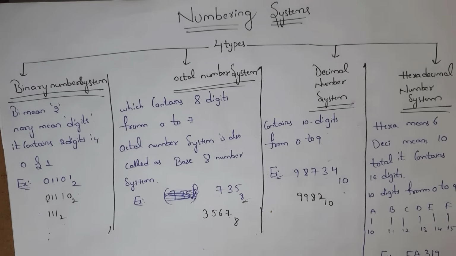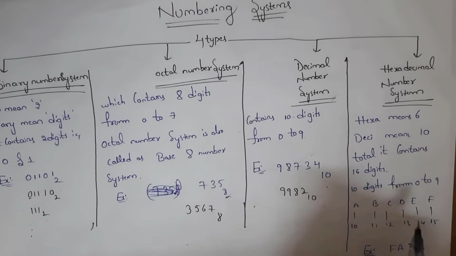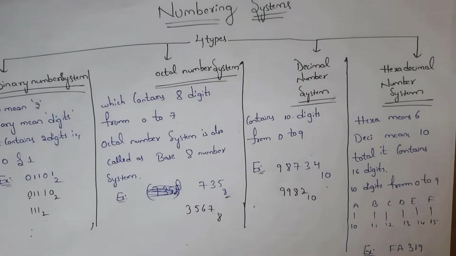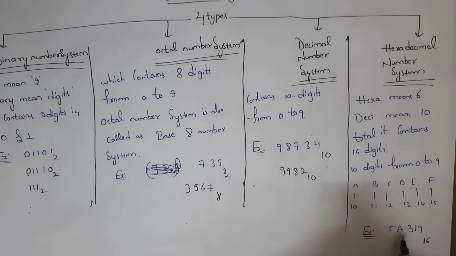Next I will explain what is the hexadecimal number system. Hexa means 6 and deci means 10. In total it contains 16 digits. So we also call this hexadecimal number system the base 16 number system. It contains numbers from 0 to 9. After that it contains alphabets like A, B, C, D, E, F, where A represents 10, B represents 11, C means 12, D means 13, E means 14 and F means 15. In total it contains 16 digits from 0 to 15, where 0 to 9 are numbers and A, B, C, D, E, F are alphabets. This is an example of the hexadecimal number system, FA319 base 16, where base 16 represents the hexadecimal number system.